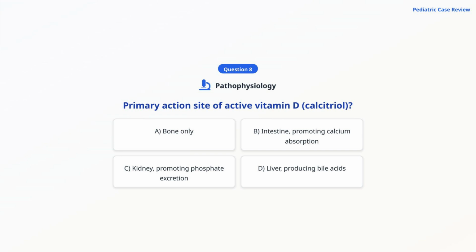Question 8. Let us explore the pathophysiology of rickets. What is the primary action site of active vitamin D, also known as calcitriol? Option A, bone only. Option B, intestine, promoting calcium absorption.